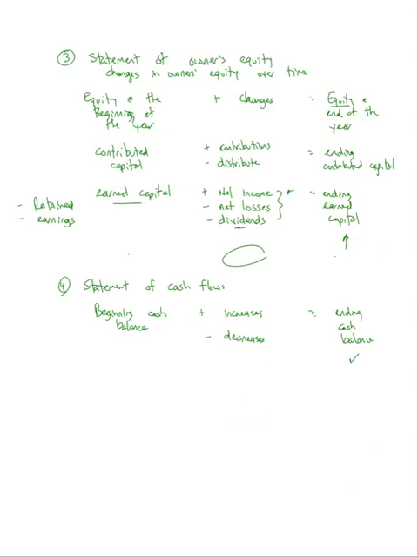These four financial statements all work together to paint a picture of the transactions the business has undergone for the period and what its position is at the end of the period as summarized in its balance sheet.